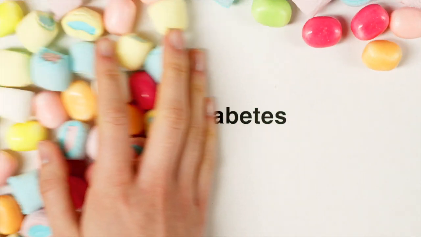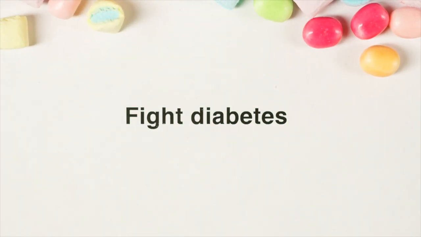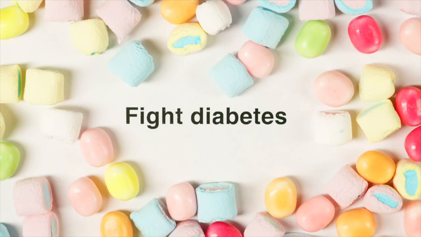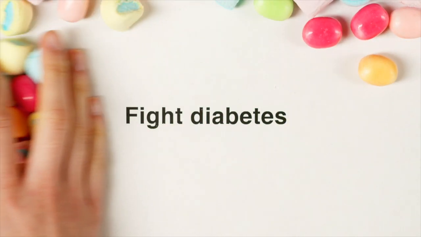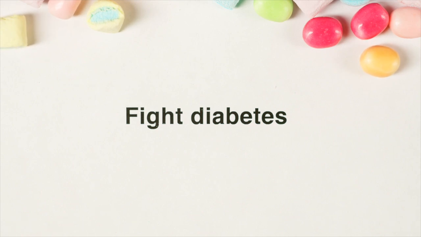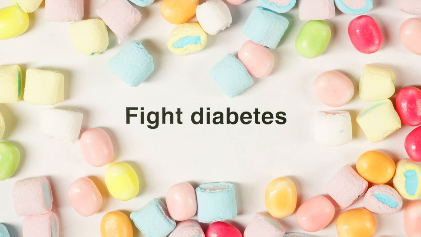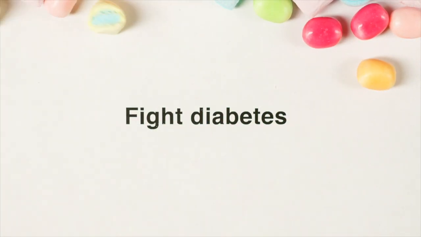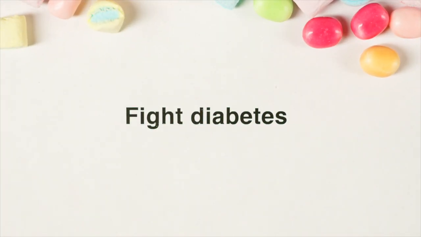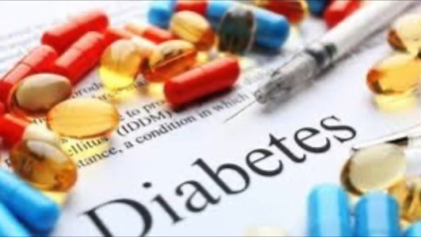If lifestyle changes alone are not enough to manage your blood sugar levels, your doctor may prescribe medications. There are several types of medications used to treat diabetes, including metformin, sulfonylureas, thiazolidinediones, and DPP-4 inhibitors. These medications work by either increasing insulin sensitivity, reducing glucose production in the liver, or increasing insulin production.